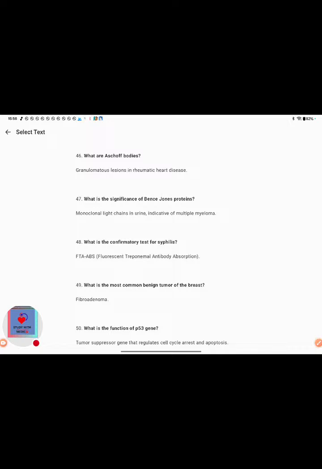What is the significance of Bence Jones proteins? Bence Jones proteins are monoclonal light chains in urine, indicative of multiple myeloma. One more thing is Bence Jones proteins. These are monoclonal light chain proteins found in urine. It is indicative of multiple myeloma.